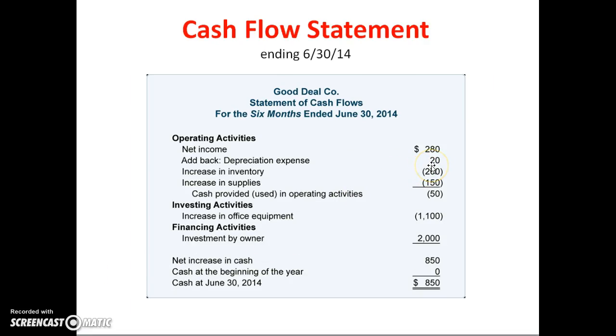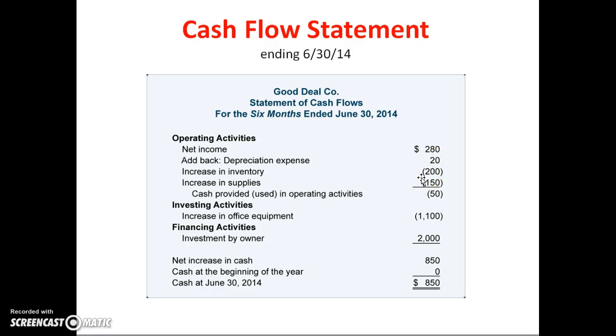Next, we will add back in depreciation expense. Depreciation expense does not affect cash, and therefore, since it's an expense in the income statement, we're going to need to add it back because cash was not expended in order to experience that expense.